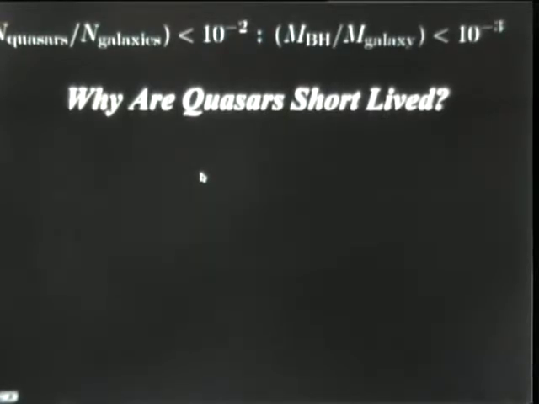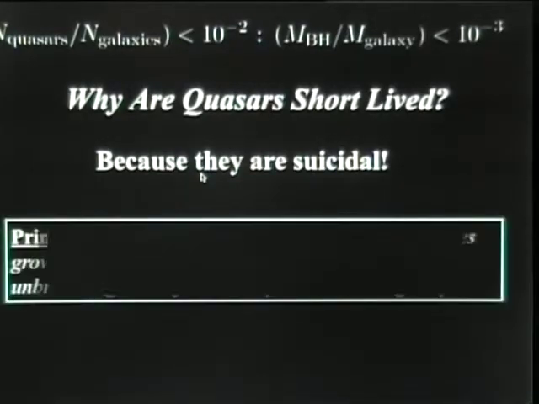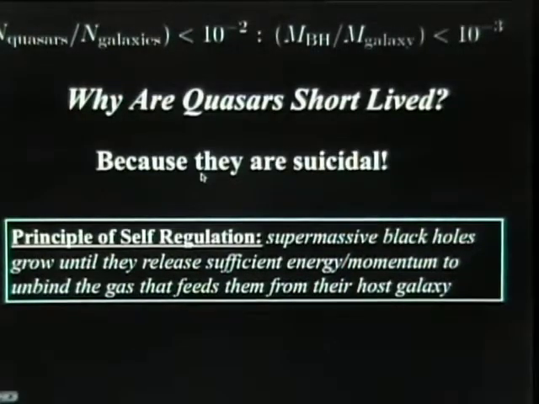So an interesting question is, why are quasars short-lived? Why do they represent a short phase in the evolution of galaxies, even though almost all galaxies have black holes at their center? And the answer is because they're suicidal. When black holes accrete gas, they produce a lot of energy and momentum. And the energy and momentum released is sufficient to unbind the gas that feeds the black hole. And once you unbind the gas from the host galaxy, the accretion stops. The situation is similar to a small baby that eats too much and then pushes away the food from the table. That's what supermassive black holes do.